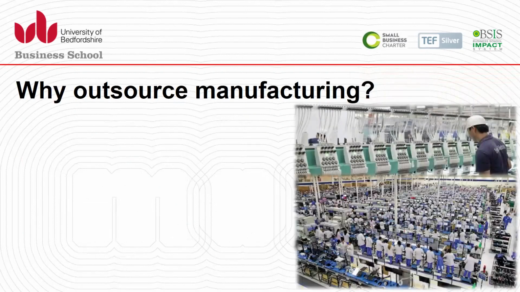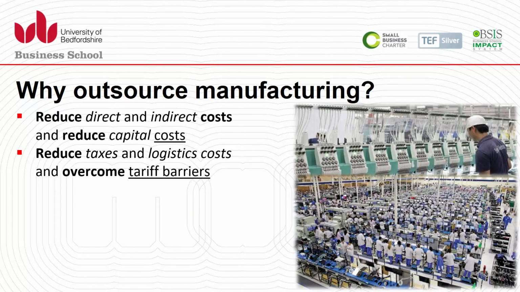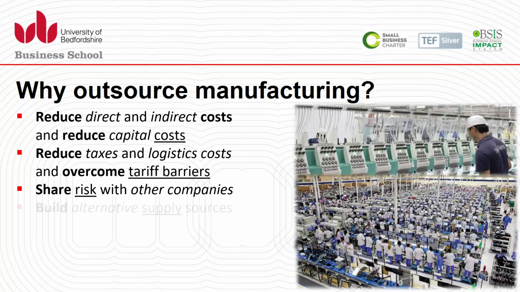So we have to think about the reasons for outsourcing, as we discussed earlier. Manufacturing companies have a number of reasons to think about outsourcing manufacturing. They reduce direct and indirect cost, and reduce capital cost at the same time. It can be helpful for reduction in taxation, legislative investment, or to overcome tariff barriers. It can help to share risk with other companies at the same time, and to build alternative supply sources.